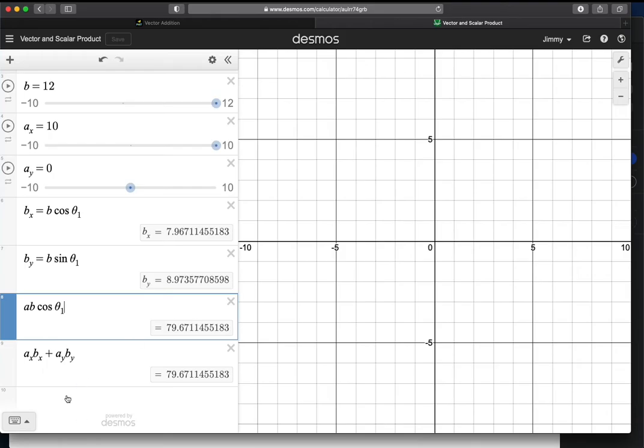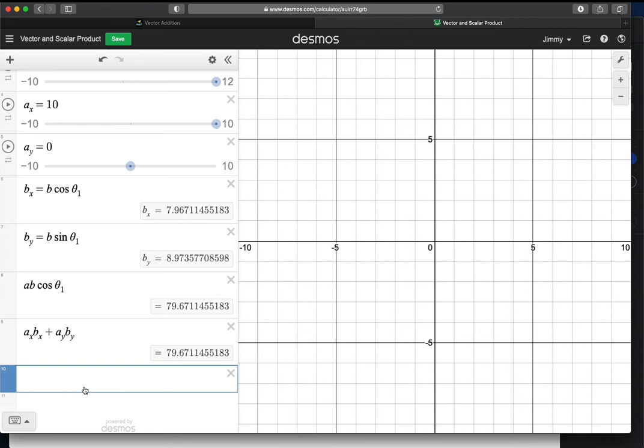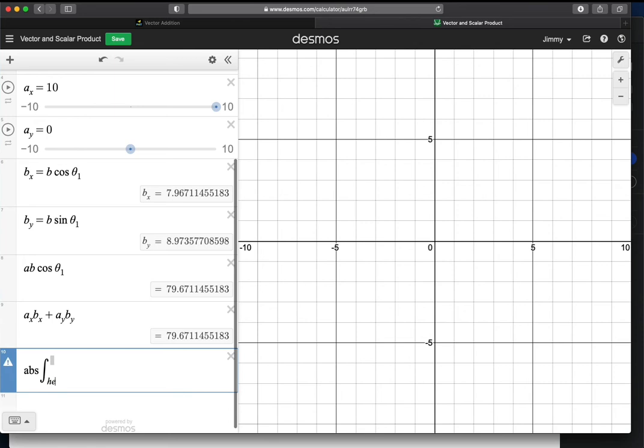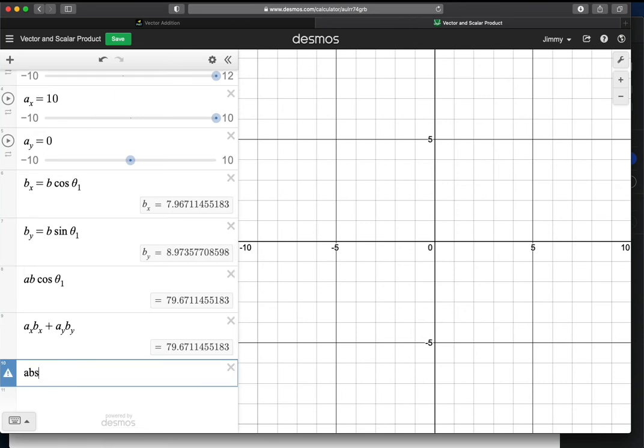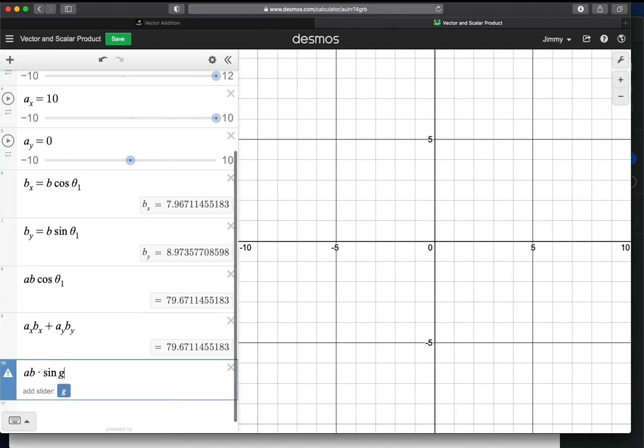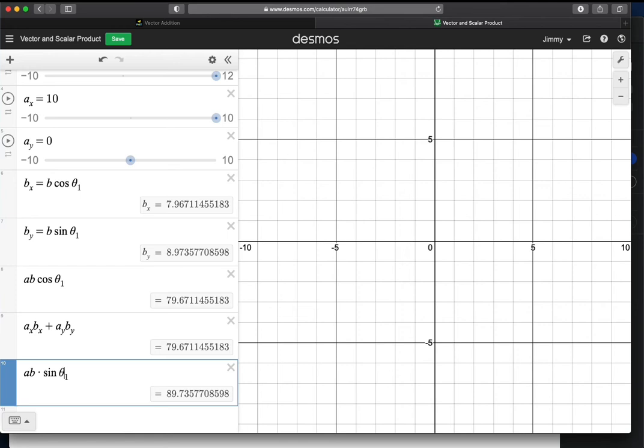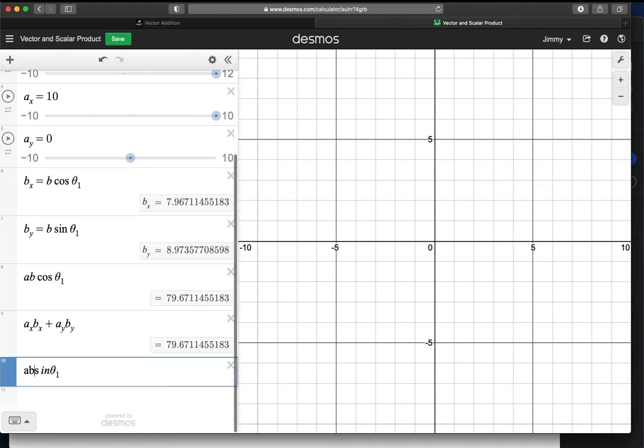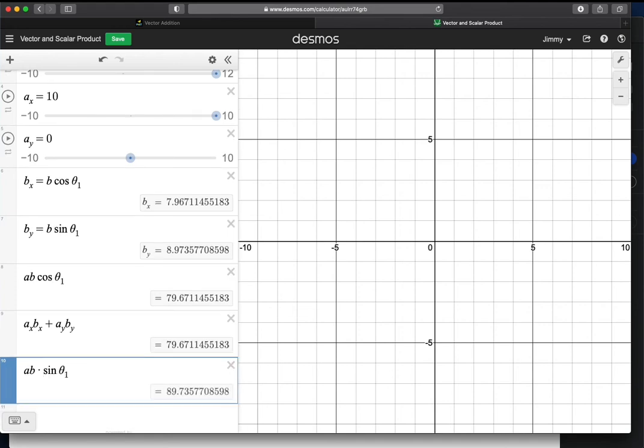But if you needed to just find the value of the cross product, it's A times B times sine. Oh, not the integral. Sine. Sorry. A times B times sine theta 1. Desmos is too smart for me. Sorry about that. It thinks I'm trying to find the absolute value.